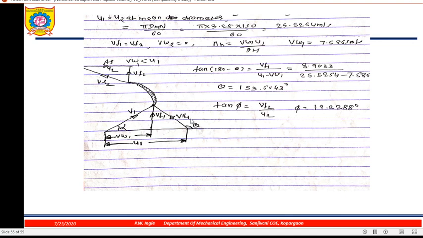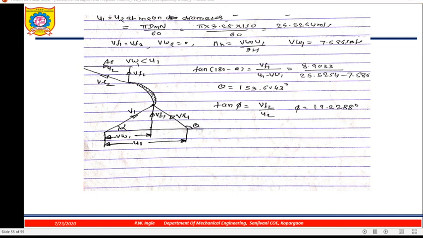So tan(180 − θ). This is tan(180 − θ). It is Vf1 upon this side. This side is what? U1 minus Vw1. So you will get the value of θ. Then φ angle. It is Vf2 upon U2. So φ angle is 19.28 degree.